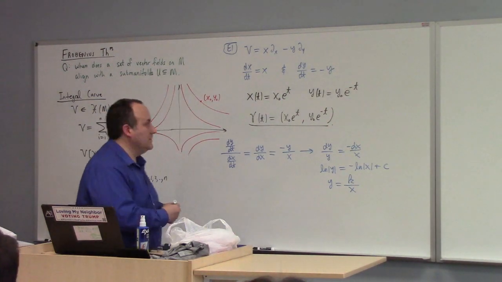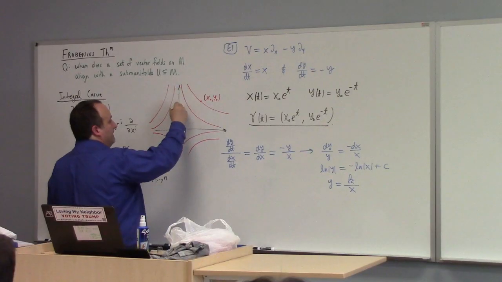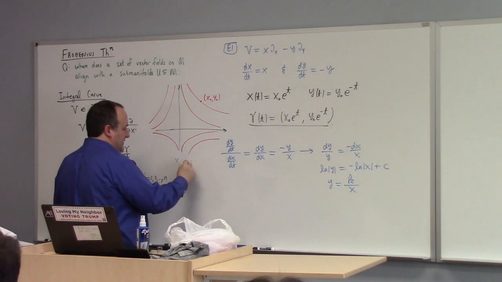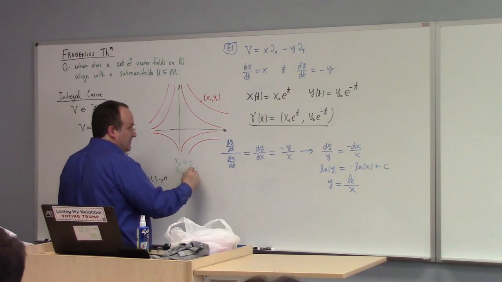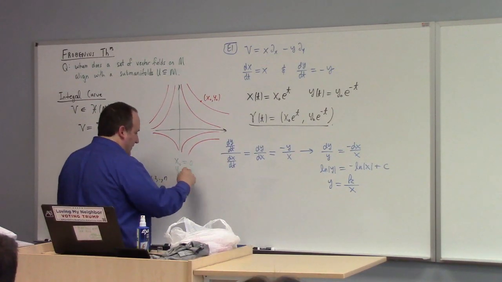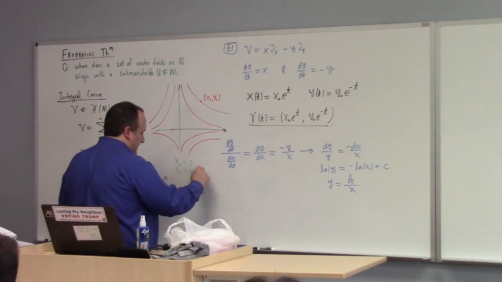What do you guys think? See, this one: set x naught equals 0 and y naught e to the minus t. Well, I guess we could stick with that.